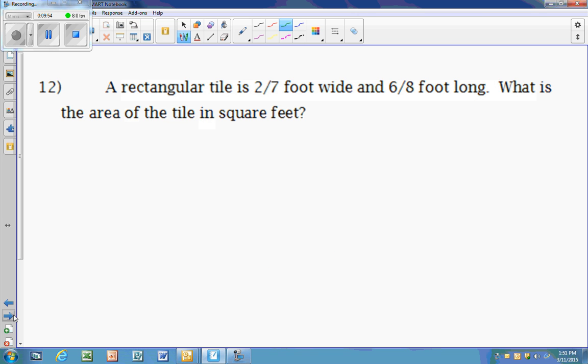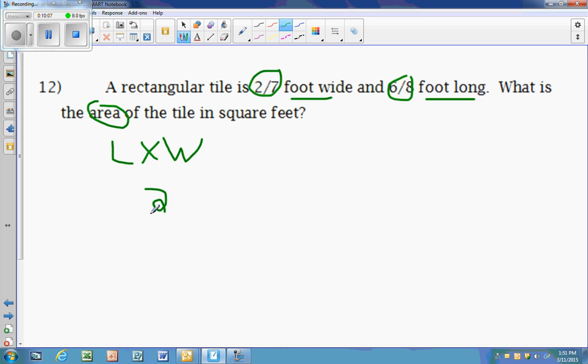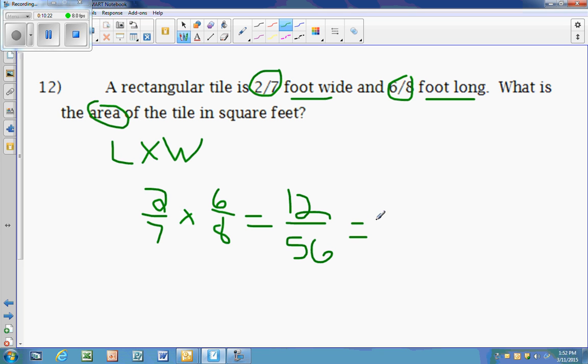Question 12. A rectangular tile is 2/7 foot wide, 6/8 foot long. What's the area? Well, area is length times width. So we need to do 2/7 times 6/8. And when we do that, we end up with 12/56. And then we simplify that by dividing them both by 4, and we end up with 3/16 feet, and it's squared because we multiplied them.